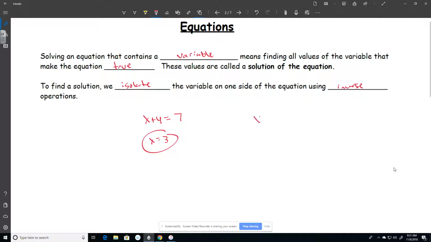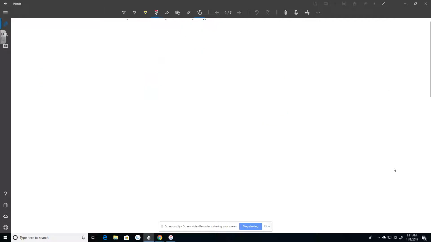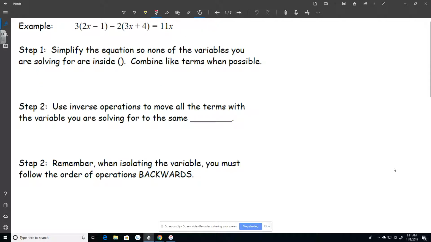That just means when I have x plus 4 equals 7, I'm isolating the variable, meaning I'm getting x by itself by using inverse operations to get rid of everything else. I want to move this plus 4 to the other side so that x is on its own. So I minus 4 on both sides, which gives me x equals 3. Okay, so here's an example. And there are millions of examples that we could go through.